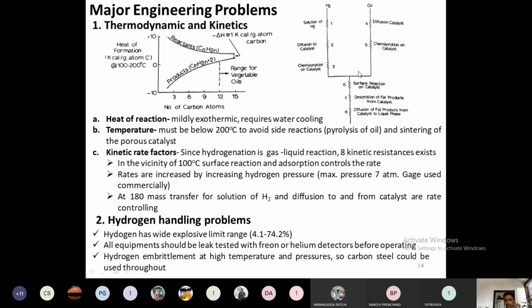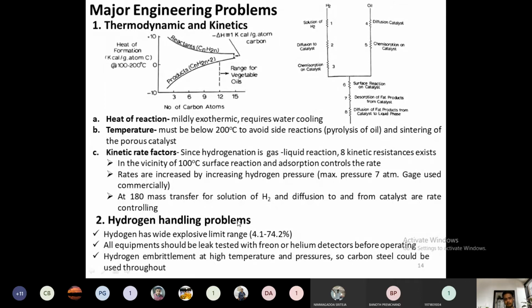Whereas when the reaction temperature is reaching towards 180 degrees centigrade, the diffusion 2 and diffusion 4 and desorption 7 and desorption 8 are the rate controlling steps when the reaction temperature is around 180 degrees centigrade. Then the next major engineering problem is the hydrogen handling problem.